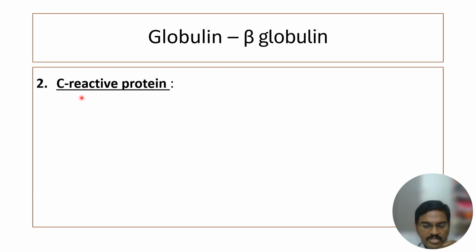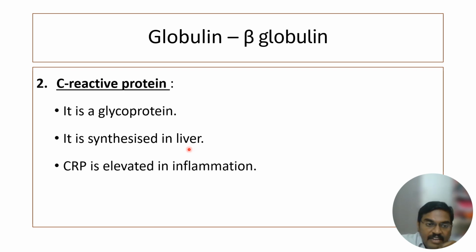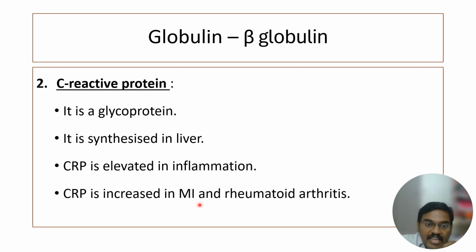C-reactive protein is also a glycoprotein and it is also produced in liver. C-reactive protein will be elevated in inflammation. Conditions like myocardial infarction and rheumatoid arthritis have severe inflammation. When there is severe inflammation, C-reactive protein will be elevated. So in conditions like myocardial infarction and rheumatoid arthritis, C-reactive protein will be elevated.